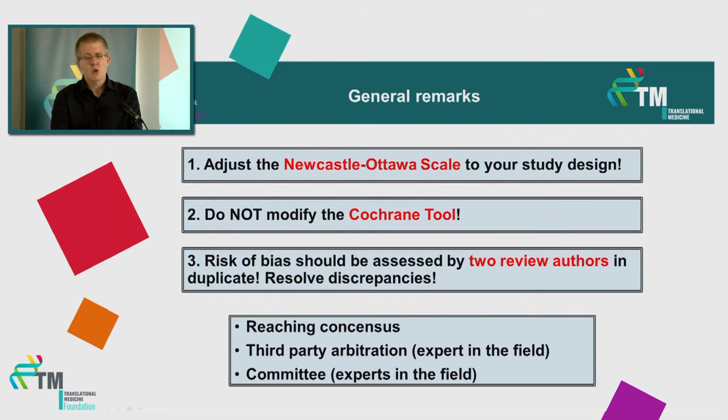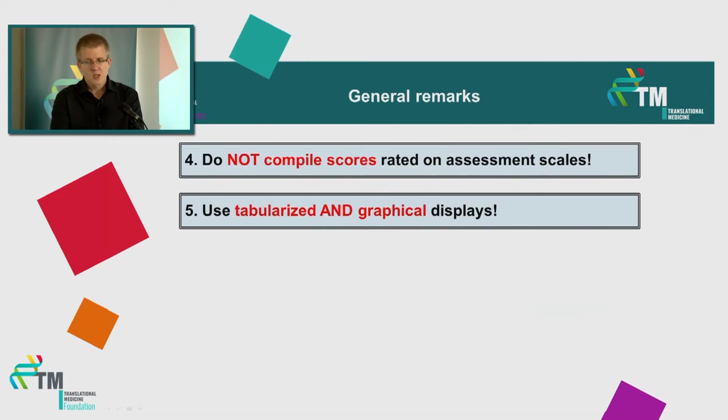Risk of bias should also be assessed by 2 review authors in duplicate, and discrepancies should be resolved as well. Do not use risk of bias scores because they are arbitrary. They shouldn't be included in the statistical analysis because we have no rationale for doing it. You should display it in a tabularized or in a graphical form.